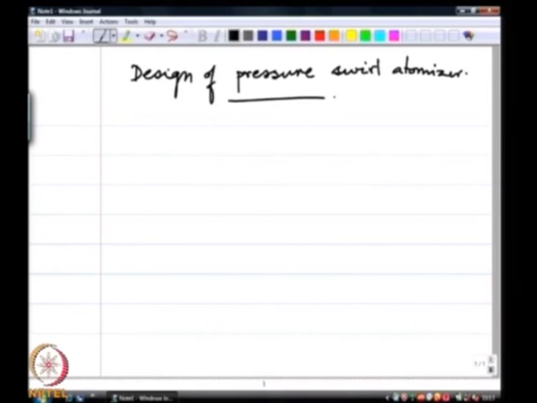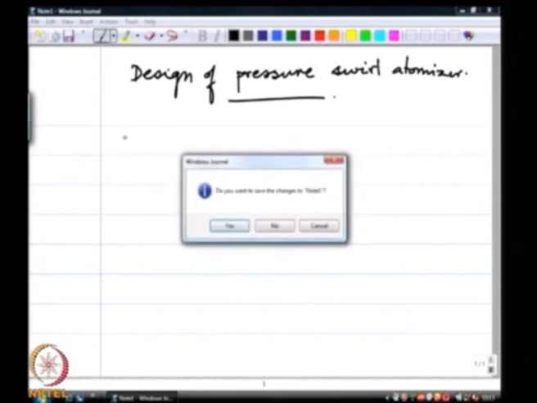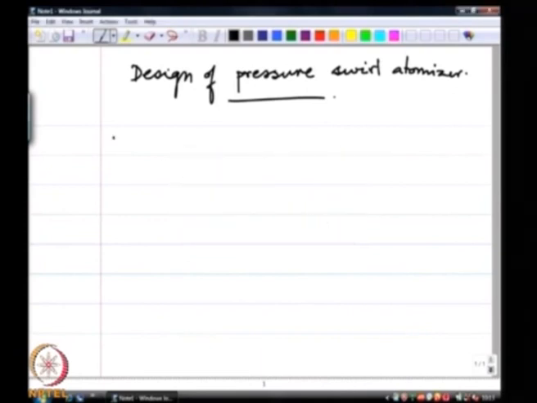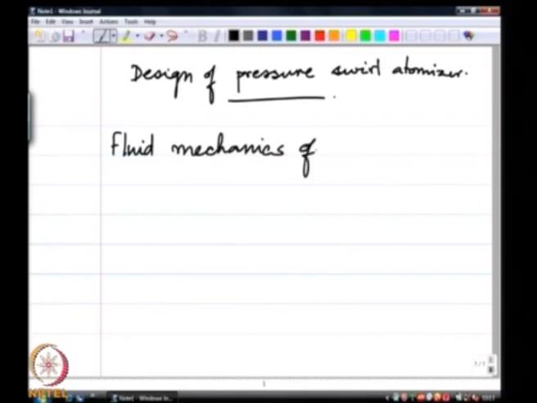But before that, I want to provide a quick primer on the fluid mechanics of swirl. We will see how swirl in general works. I will take two kinds of swirls and we will see what it looks like.